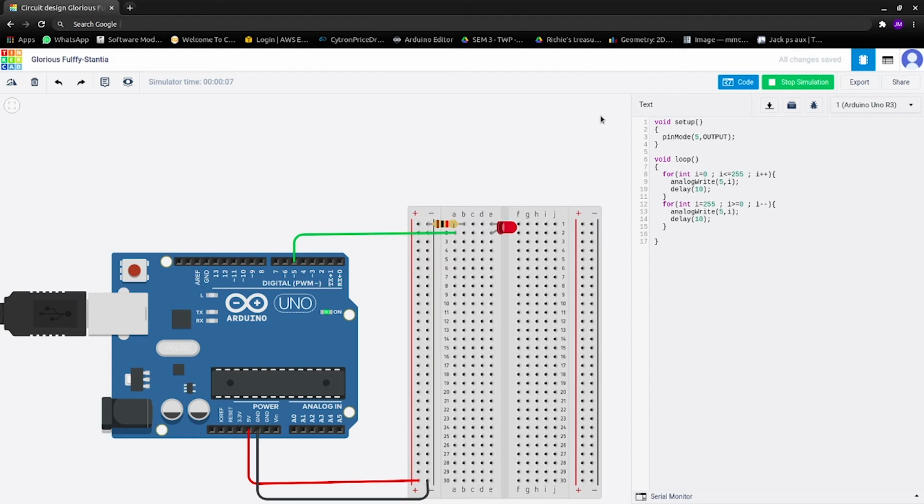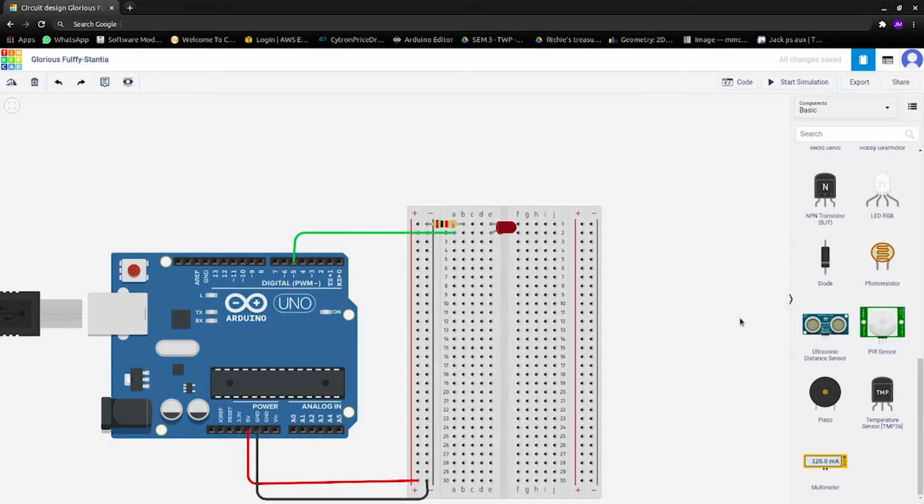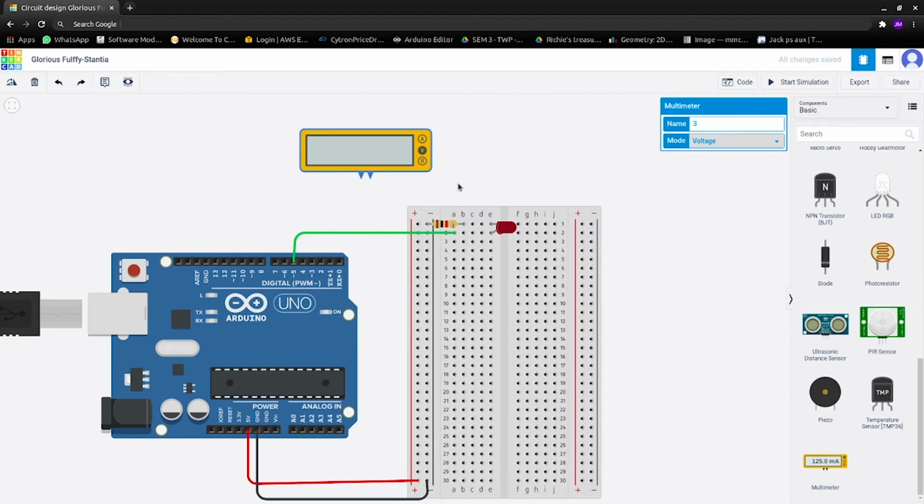Being able to watch it glow is nice, but what if we wanted a more concrete way to measure what's going on here? Let's take this opportunity to learn to use the multimeter. To get a multimeter, go to the side panel, just scroll down until you see multimeter, and just pull it out. Okay. So as you can see over here, the multimeter has 3 modes: current, voltage, and resistance. Let's try out current first.